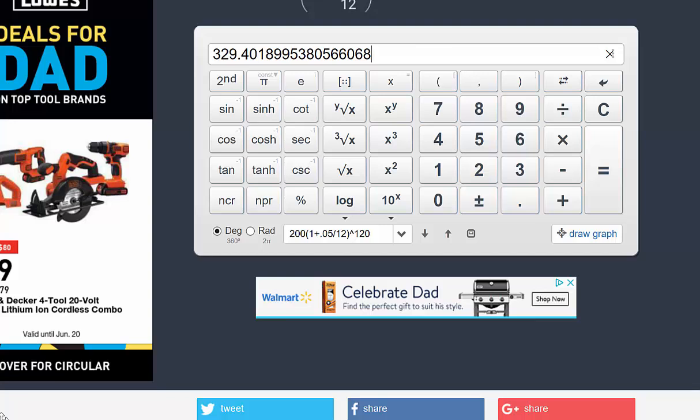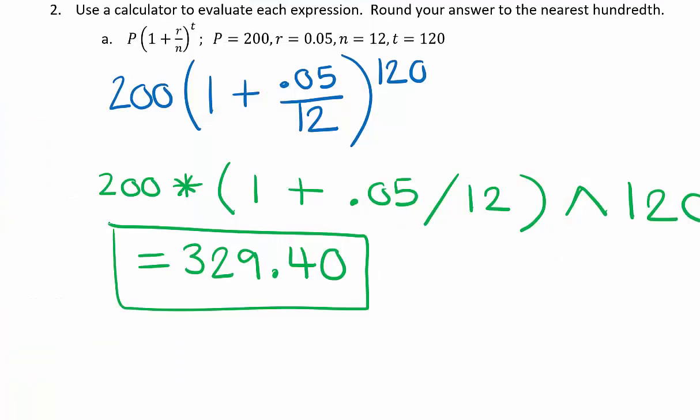The directions said round to the nearest hundredth. That's 2 places after the decimal, so 329.40. I round down because the digit after the 0 is smaller than 5. Now, you don't have to enter these expressions all at once. You can do the individual parts separately using order of operations. But you do have to be a little bit careful.